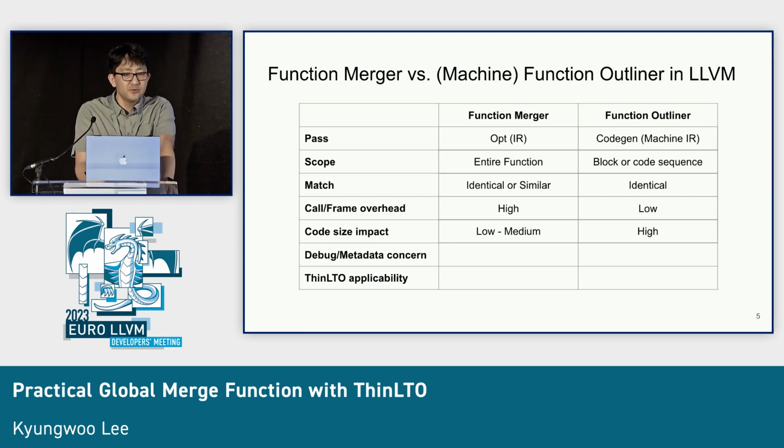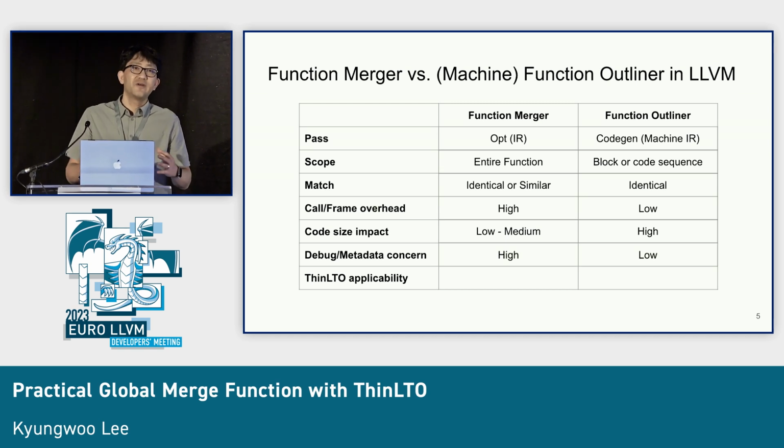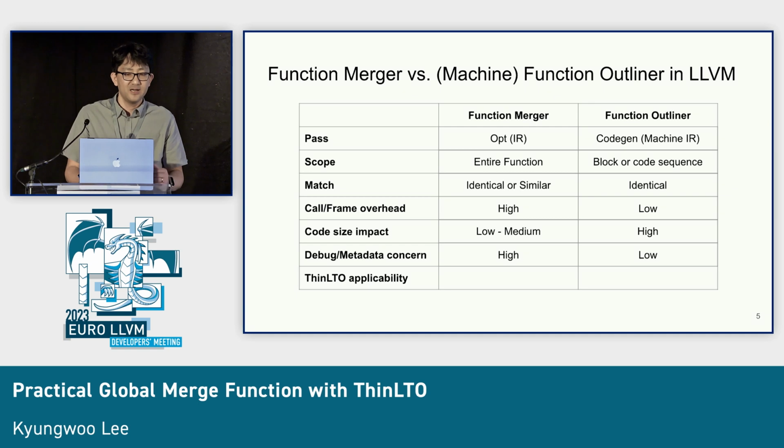When it comes to debug metadata considerations, synthesizing an entire function in the function merger while maintaining the debug data and other metadata is very challenging. On the other hand, at the machine IR level, because the function outliner operates at the block level, missing some debug information is not a big deal in practice because the actual call sites are still retained within the original block.